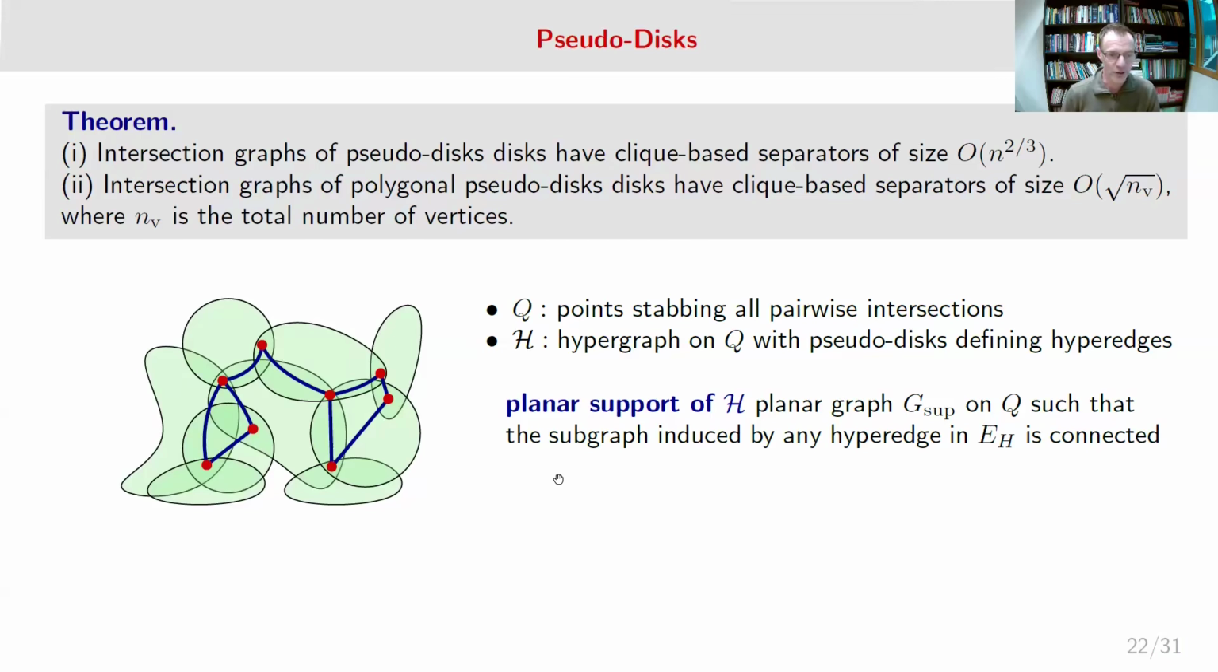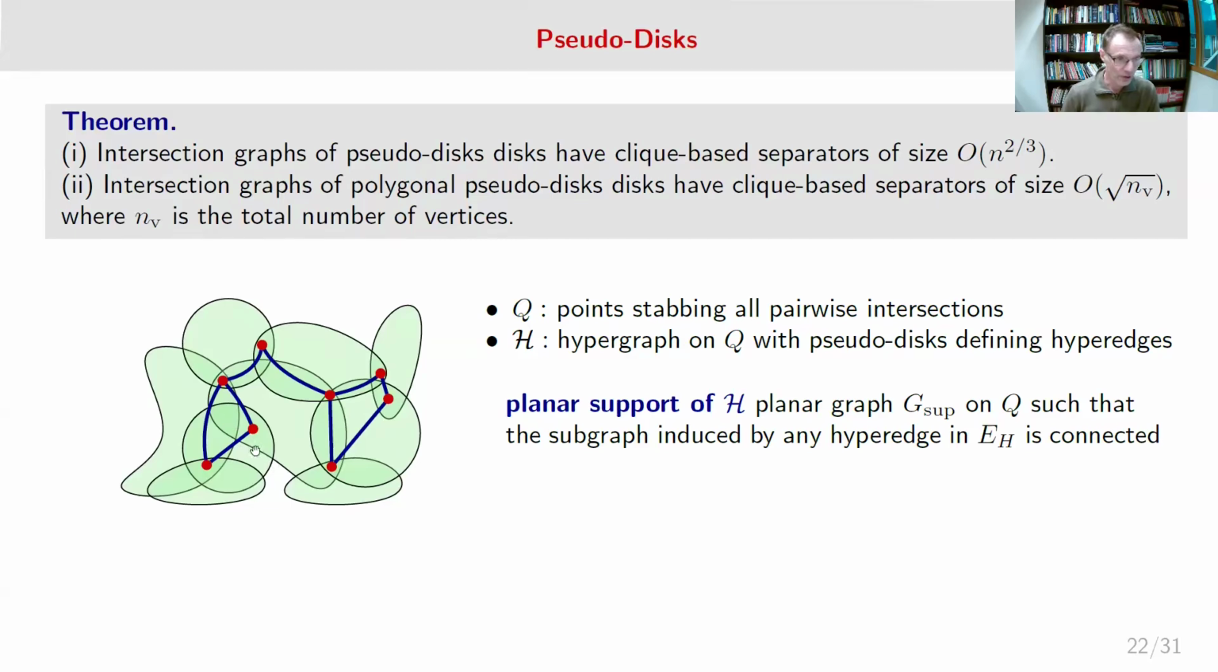So what's a planar support? It's a planar graph on these red nodes, such that the following holds. Whenever I look at a hyperedge, okay, so let's look at this hyperedge. It has 3 nodes. If I now look at the subgraph of my planar support induced by these 3 nodes, that should be connected. Right? So indeed, if I look at the graph here, here, here, it's connected. If I look at this hyperedge, it has 2 nodes and there's an edge between them.